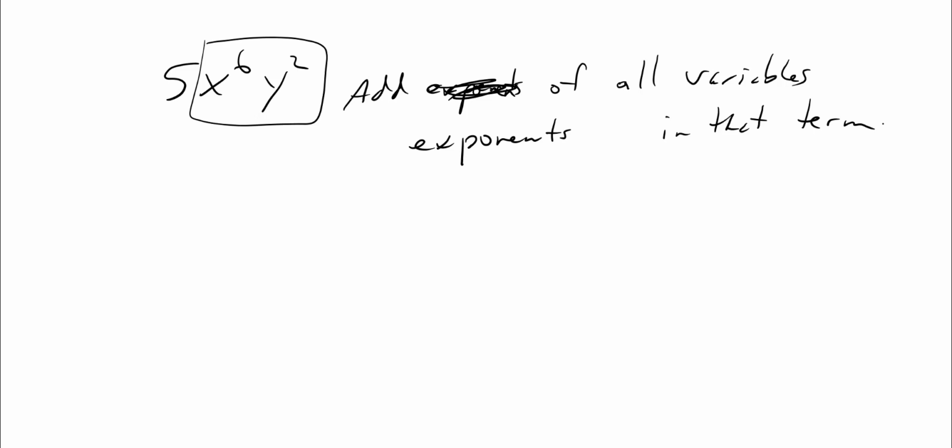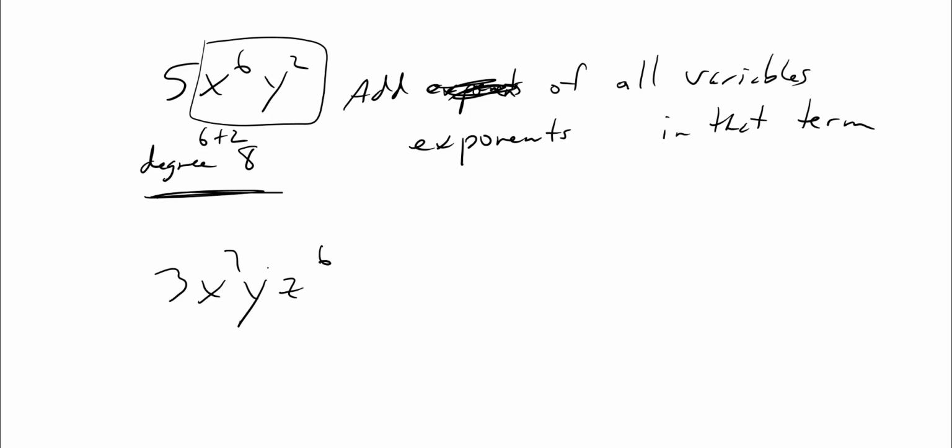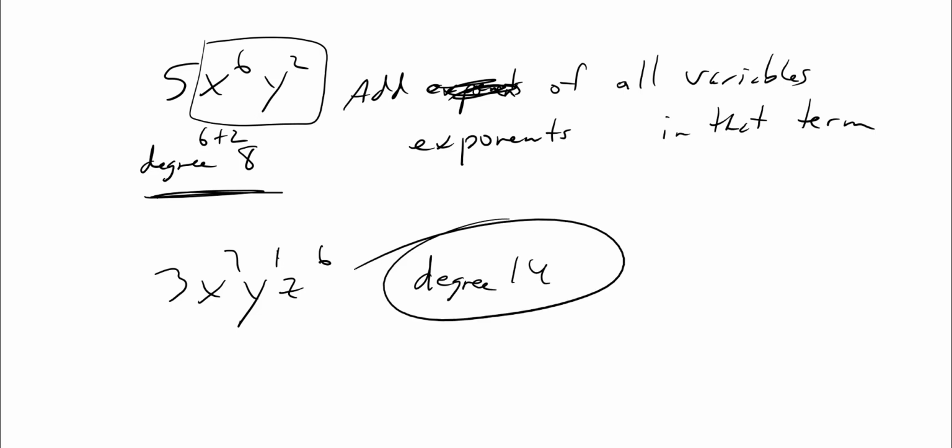I'll explain what I mean by that in a second, right? So in other words, you would say this is degree 8 because it's 6 plus 2. Okay? Degree 8. Pretty easy. So, 3x to the 7th, y, z to the 6th. Again, make sure you put that y, or it's got a 1 there. And then you'd say 7 plus 1 is 8, plus 6 is 14. So this is degree 14. Okay? Pretty easy. So let's kind of make it a big old problem here now.